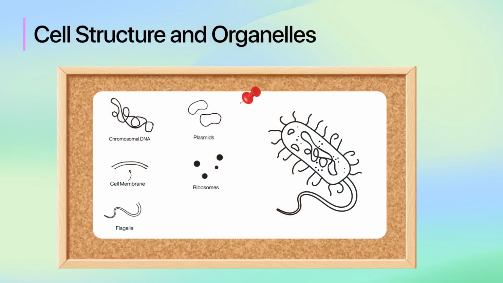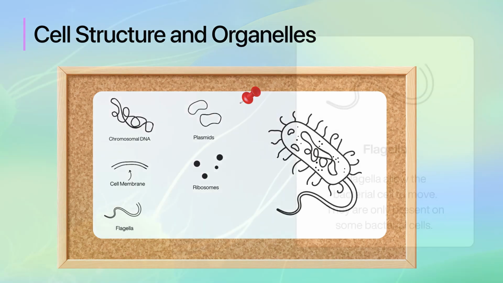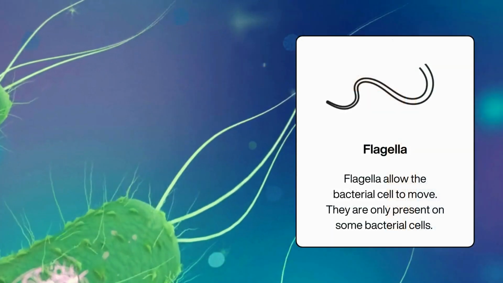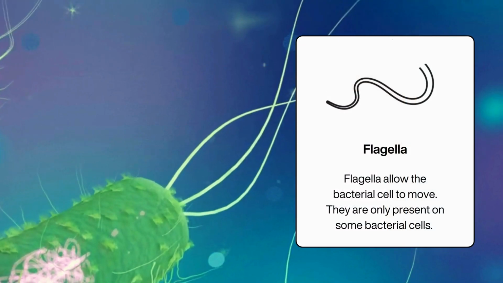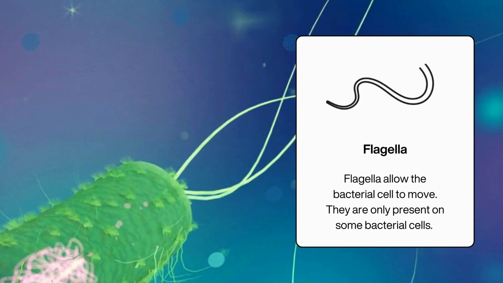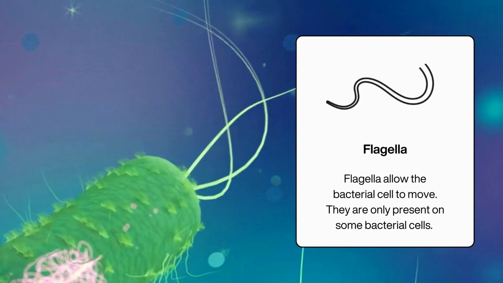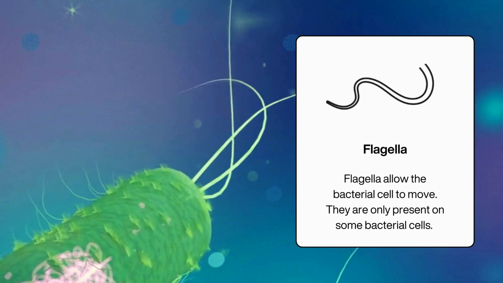In addition, some bacterial cells have long, whip-like structures called flagella that extend from the cell membrane. Flagella enable bacteria to move towards nutrients or away from harmful substances, giving them a form of mobility. It is important to note that they are only present on some bacterial cells.